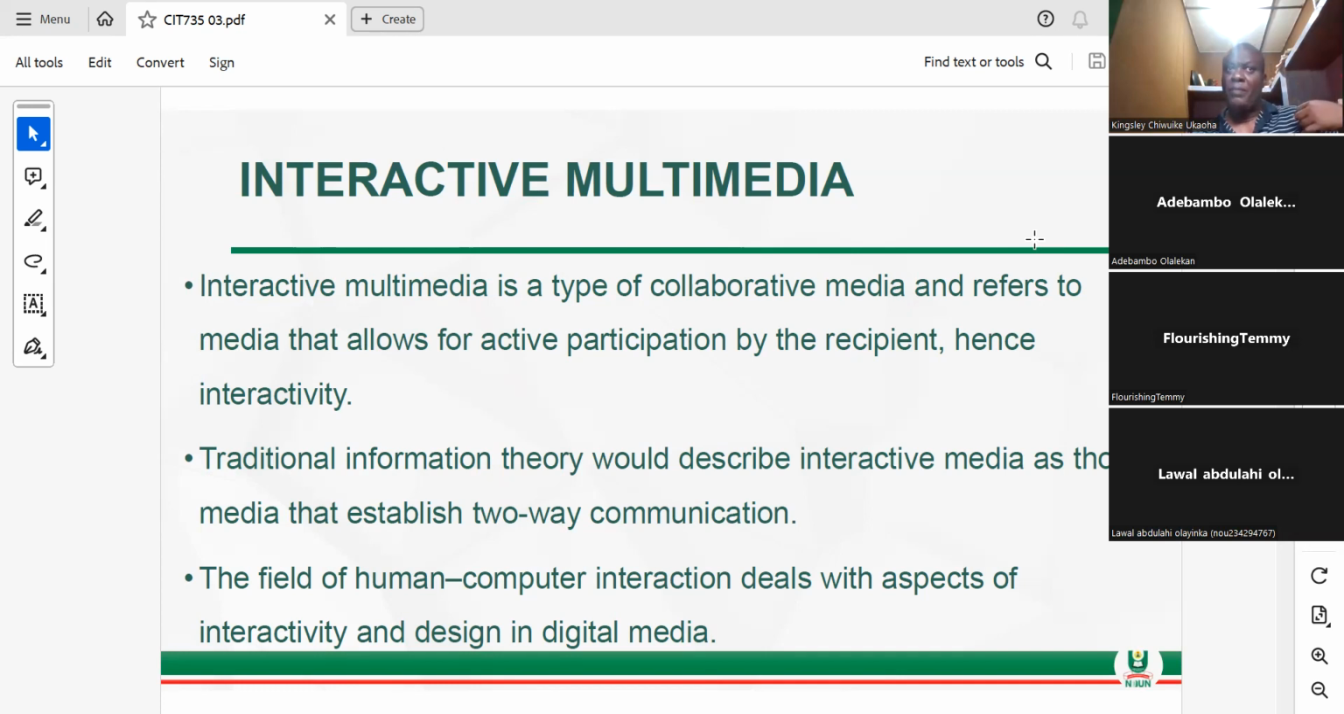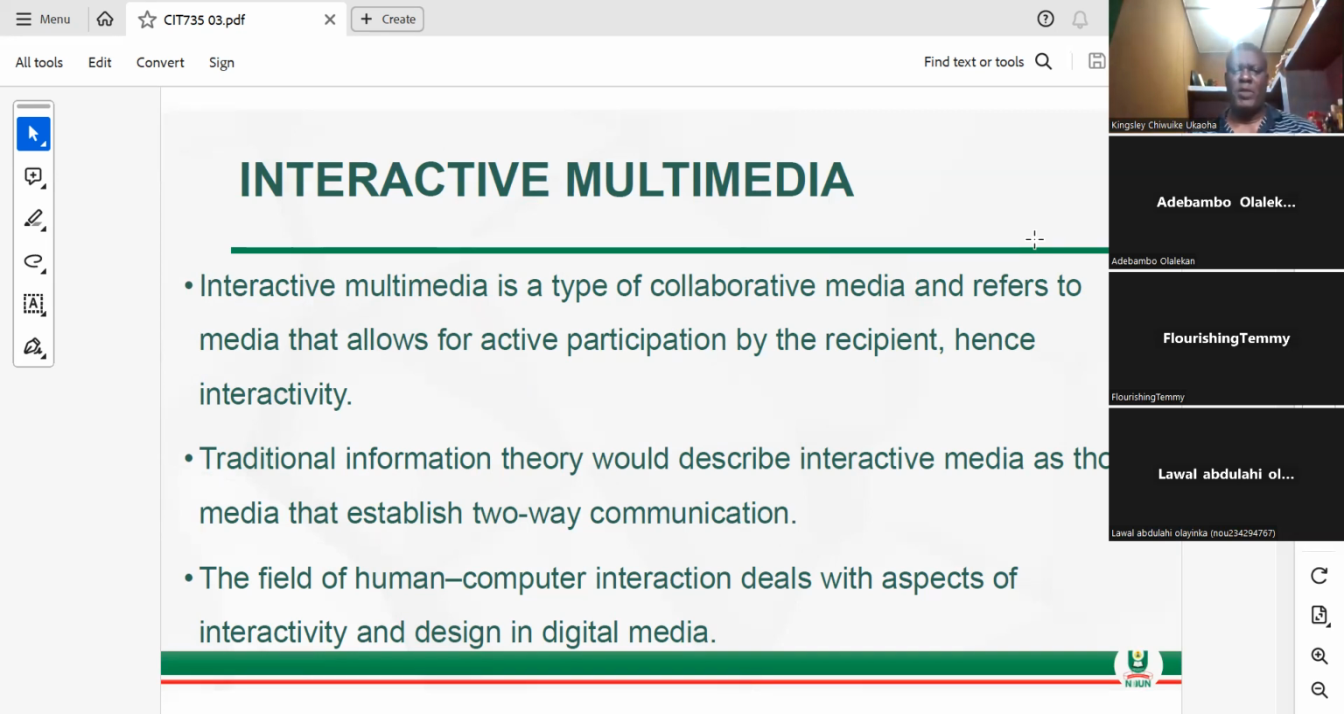If the person watching that particular video game does not take part in either altering or ordering the course of the video presentation, there will be no interactivity. He could pause it, he could rewind it, he could record it, he could fast forward it. That is interactivity. He has some form of control over what is being presented.